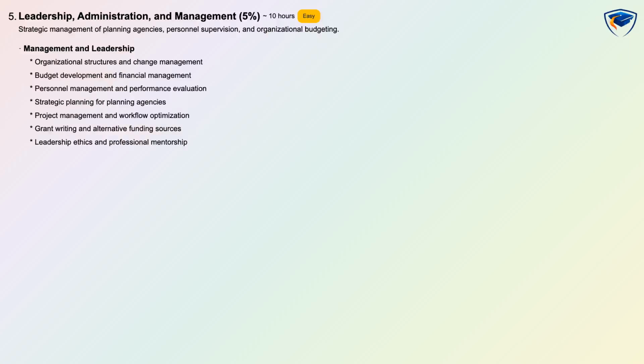Leadership, administration, and management is 5% of the exam, rated easy with about 10 hours of study and a mix of conceptual and scenario questions. This domain focuses on the strategic management of planning agencies, personnel supervision, and organizational budgeting, so you will learn organizational structures, change management approaches, budget development and financial oversight, and personnel management and performance evaluation. You will also cover strategic planning for agencies, project and workflow management, grant writing and alternative funding sources, and leadership ethics and mentorship to run planning teams effectively.